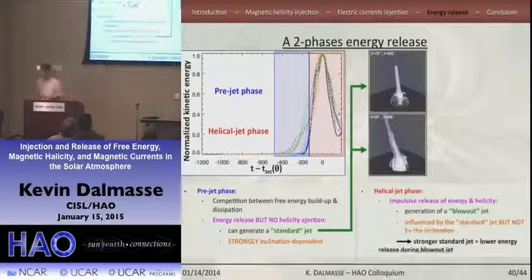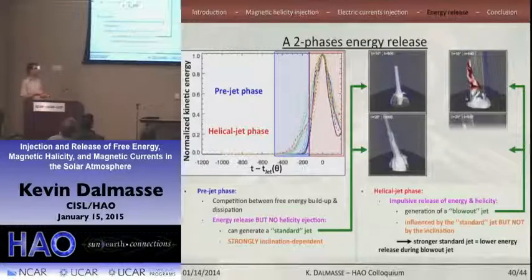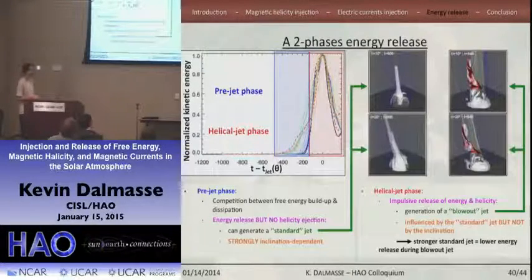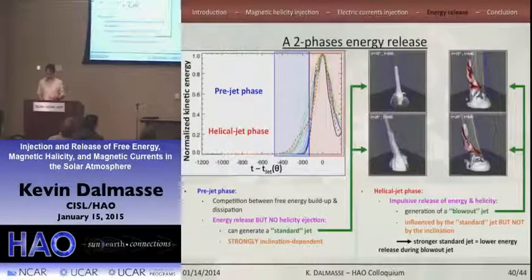On the other hand, during the helical jet phase, we have an impulsive release of both free energy and magnetic helicity. During this phase, we observe the generation of the helical jet, which is also called the blowout jet. This jet is influenced by the standard jet, but not by the inclination of the open field. In particular, when we have a stronger standard jet, we have a lower release of energy during the blowout jet.